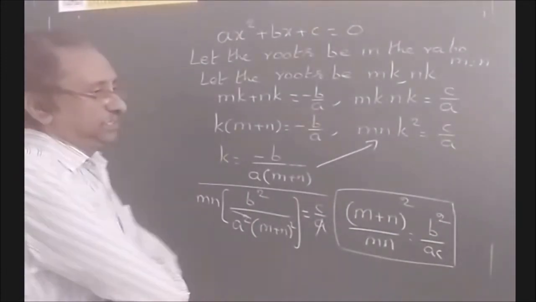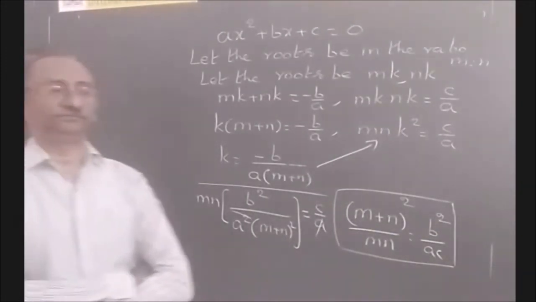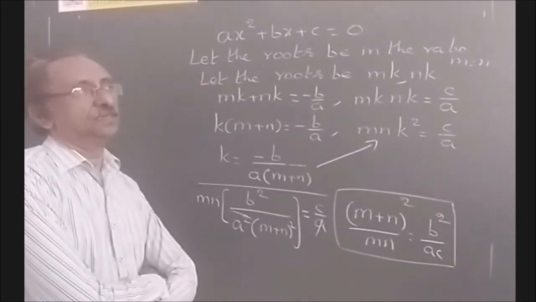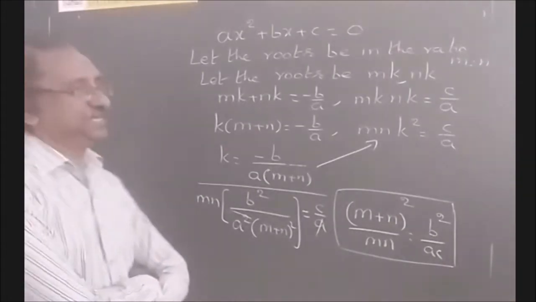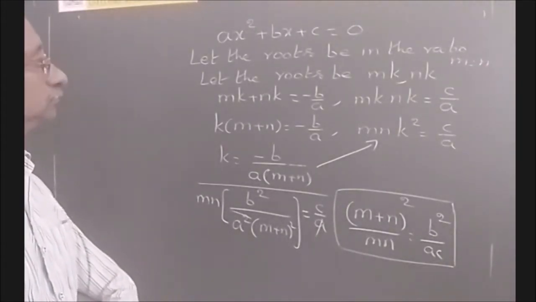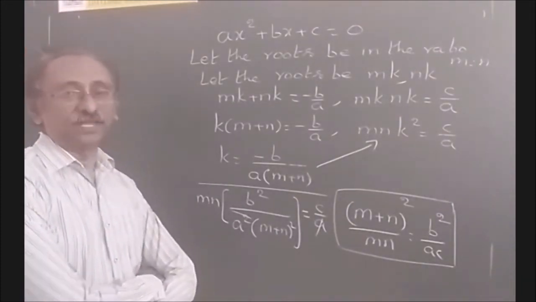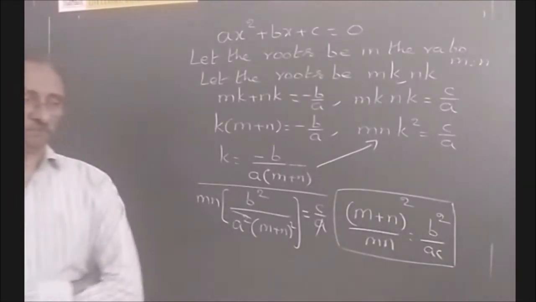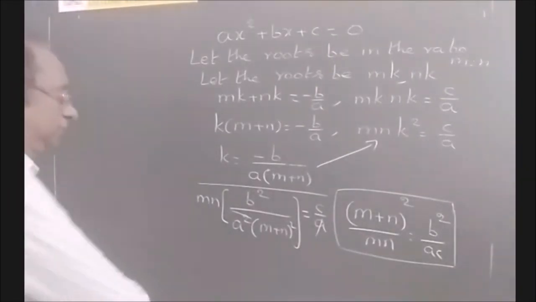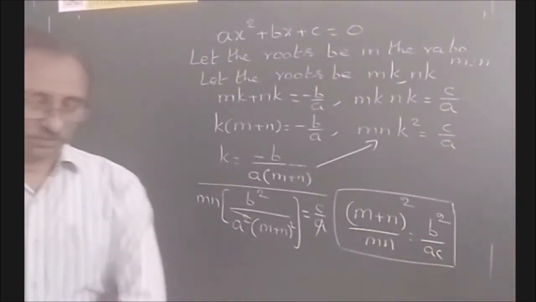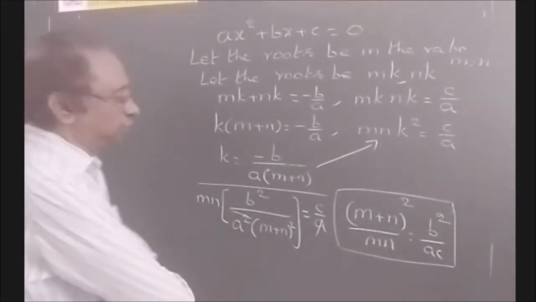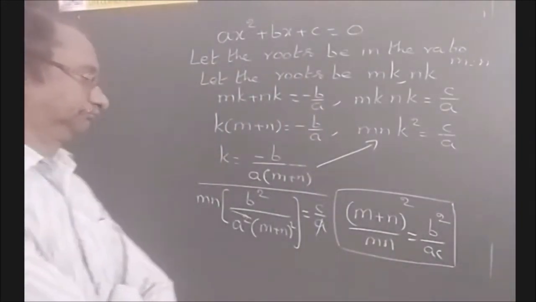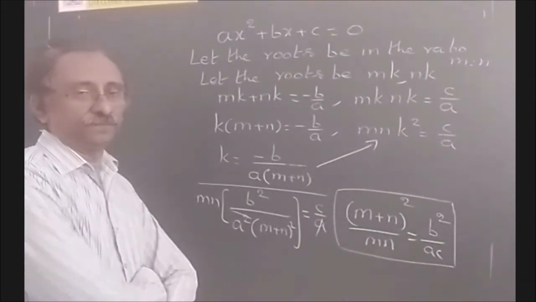First, write the statement. If the roots of the equation ax square plus bx plus c is equal to 0 are in the ratio m is to n, then (m plus n) whole square by mn is equal to b square by ac. So write down the proof.